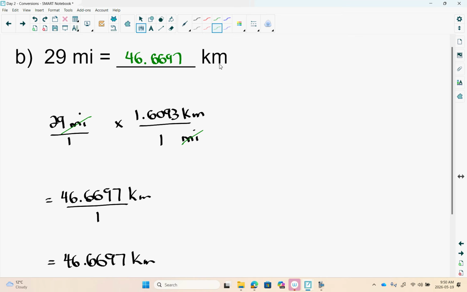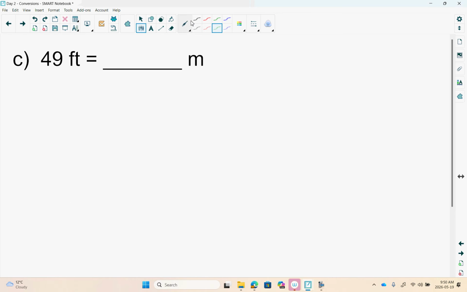You could go 46.67 kilometers if you wanted to round to the nearest 100th. Everyone okay with that? This is all review of what we did on Friday. Part C, 49 feet. I want to multiply that by my conversion factor. I want meters. I have feet.